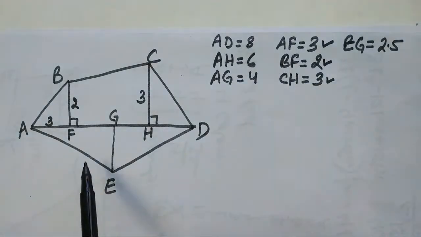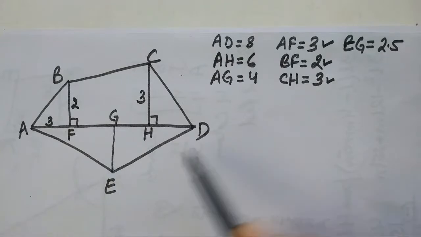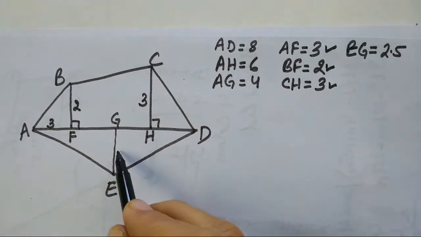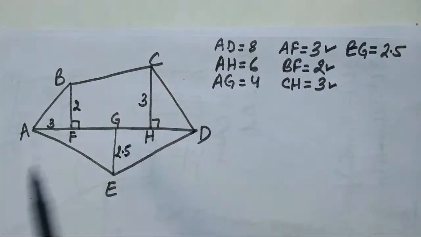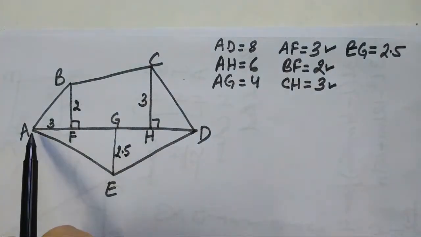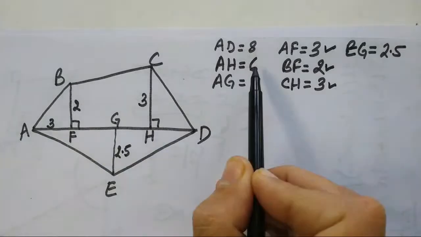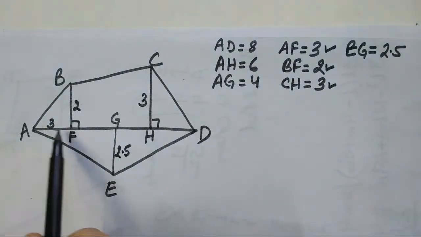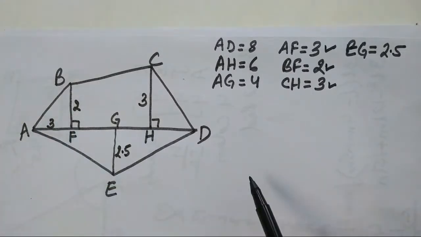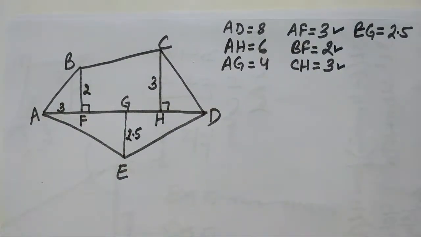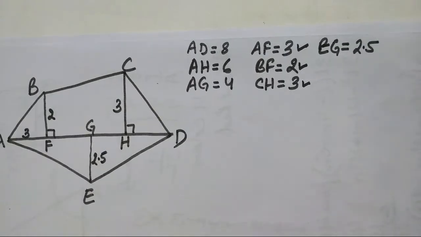Now whatever is the measurement given, I am putting it. EG is given. So this length is given 2.5. So all the vertical and full measurements are there. The length of AH is given 6. AH means this length. So in this figure, there are different parts. So we will find area of the polygon.